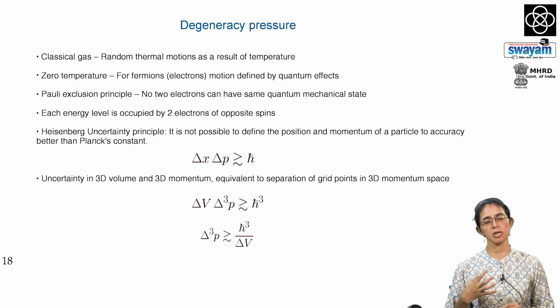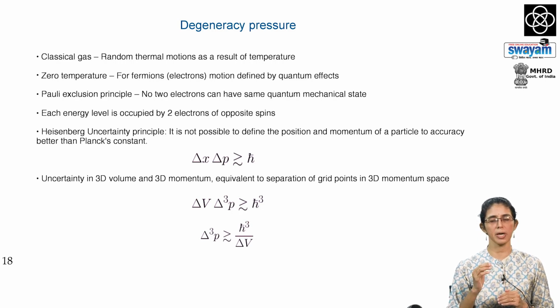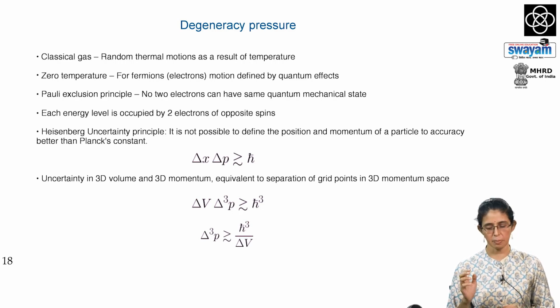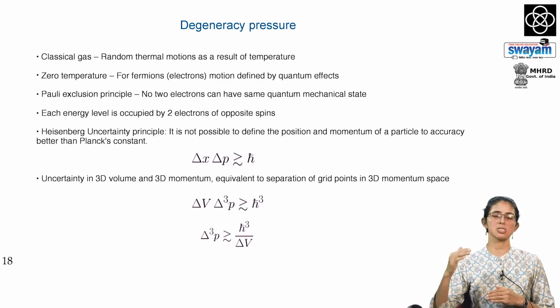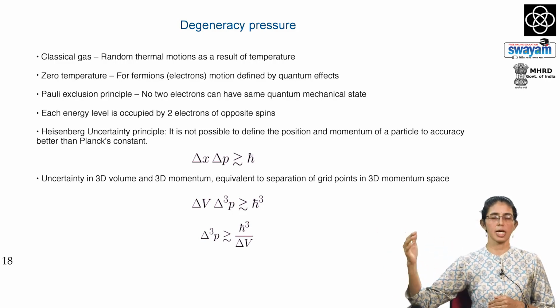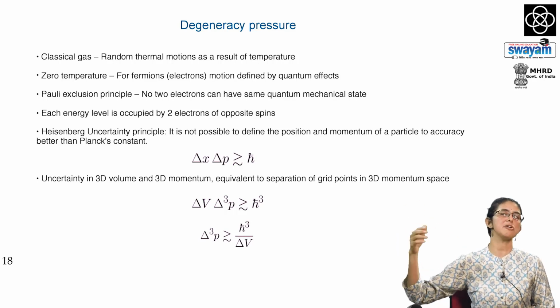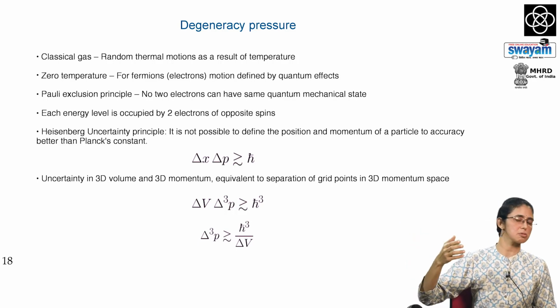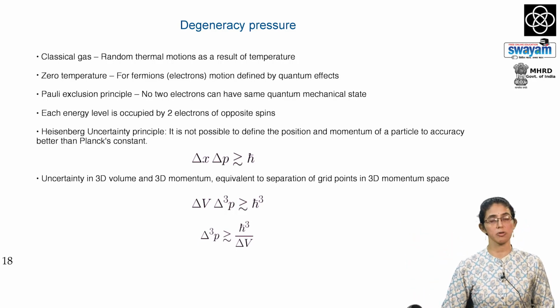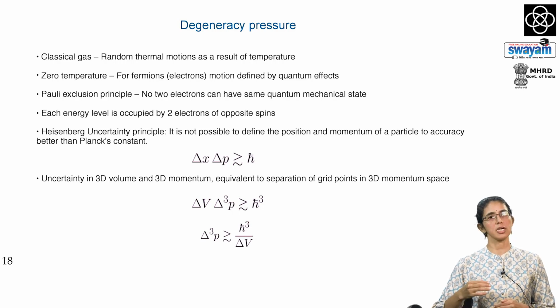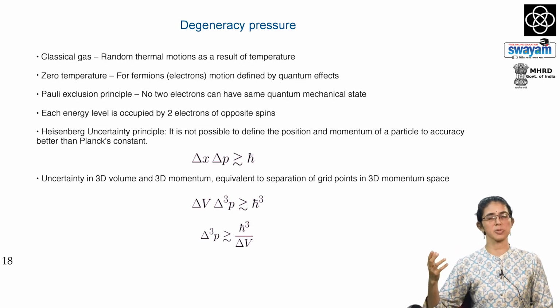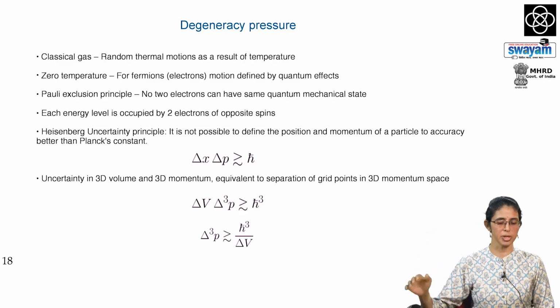One can think of the uncertainty principle in the following way. In the momentum space, the electrons will occupy energy levels which are separated by h bar cubed by delta v. So, as delta v becomes smaller and smaller, the grid of the momentum levels becomes very far apart. The electrons start occupying the lower energy levels, but they are forced to occupy even the higher energy levels according to the Pauli exclusion principle. Consequently, they have a pressure associated with them, and this pressure is because they are forced to occupy the higher momentum states.